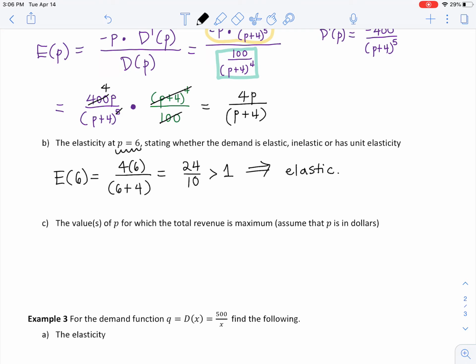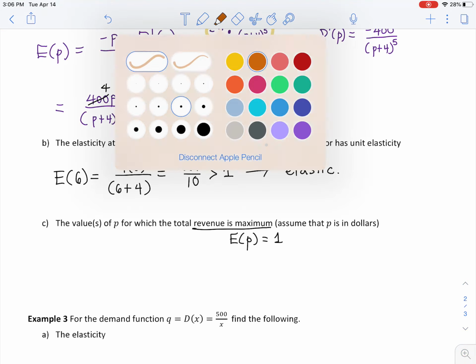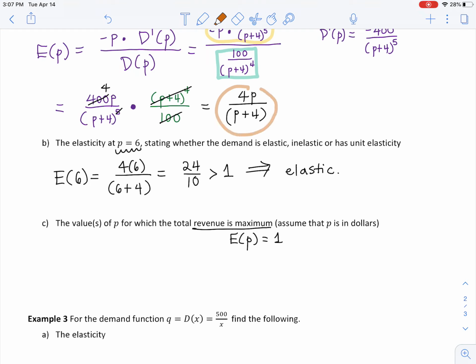Alrighty, part C. Find the value of P for which the total revenue is maximized. Okay, so what do they want? For total revenue to be maximum, what they want is for which X value, or in this case they were using P, for which P value will the elasticity come out to be 1? So let's set our function equal to 1. This is what I'm going to set equal to 1 for part C.